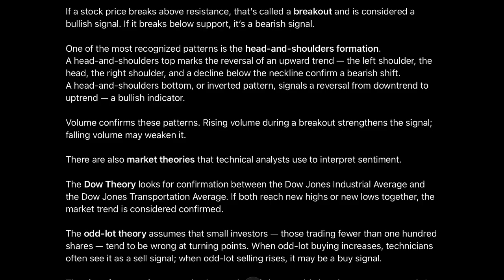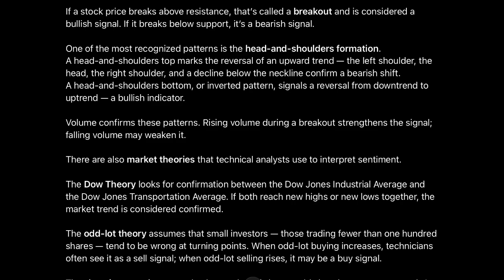One of the most recognized patterns is the head and shoulders formation. A head and shoulders top marks the reversal of an upward trend. The left shoulder, the head, the right shoulder, and a decline below the neckline confirm a bearish shift. A head and shoulders bottom, or inverted pattern, signals a reversal from downtrend to uptrend, a bullish indicator. Volume confirms these patterns. Rising volume during a breakout strengthens the signal. Falling volume may weaken it.